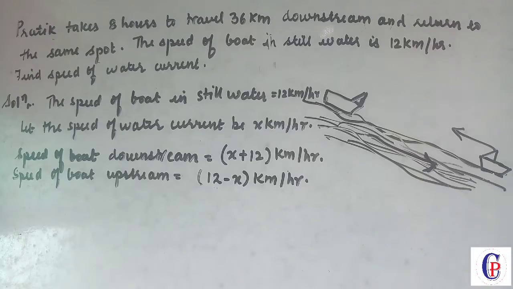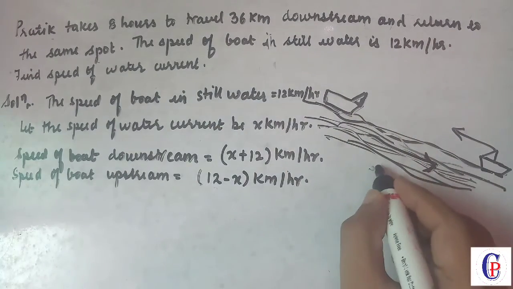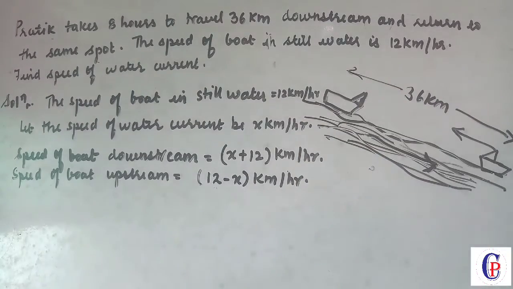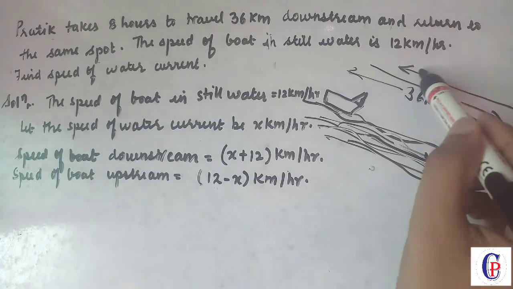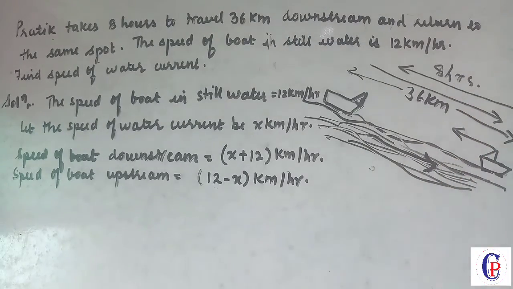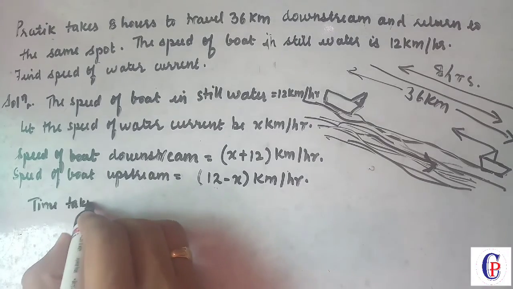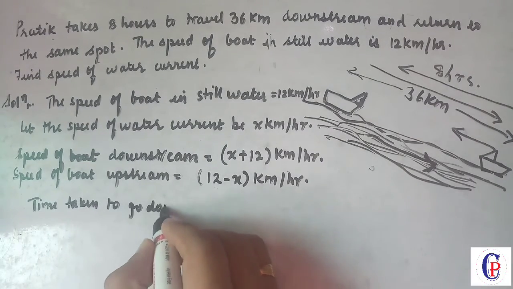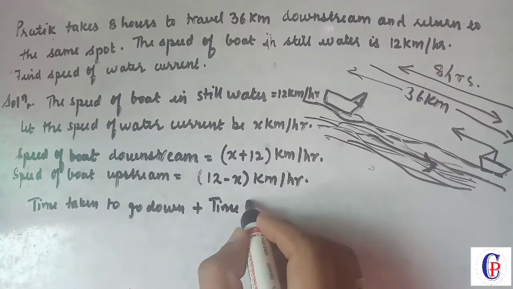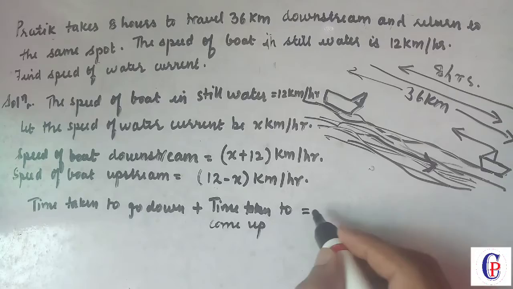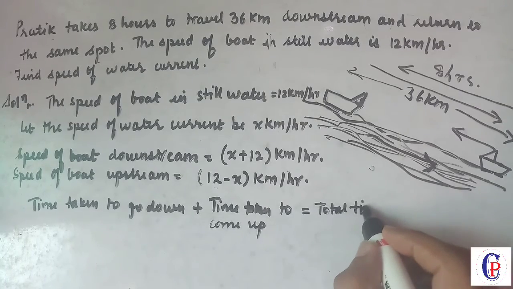Now it says that the total distance is 36 kilometers, and to go down and then come up, it takes total 8 hours. Okay, so can we say that time taken to go down plus time taken to come up is equal to total time taken?